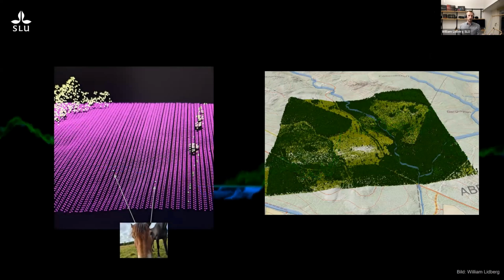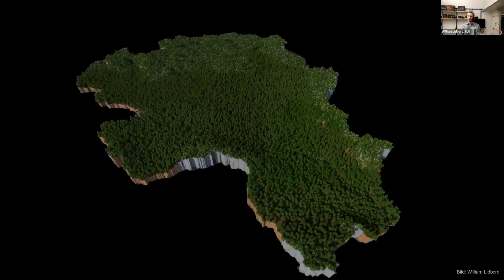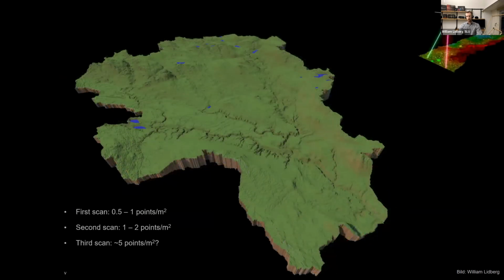So this is an example of how these point clouds can look. On the left, those 2 points are actually our horses, which show up in the LiDAR data. And on the right, you have a small forest section just draped atop the current topographical map. So with this technique, we can go from having no information about the soils or the landscape to having very detailed information about the landscape.